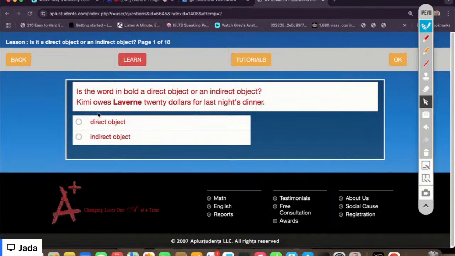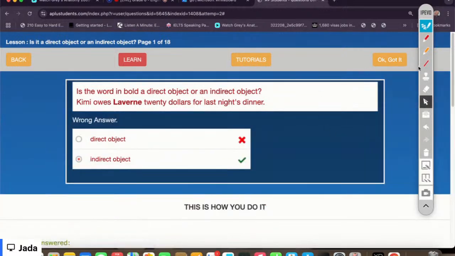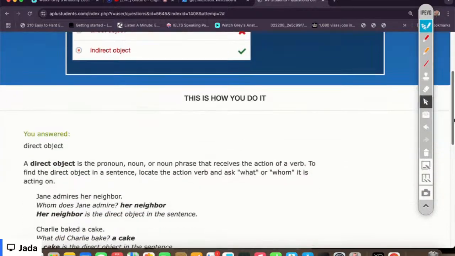Direct objects. So now this isn't a direct object. Why? Because we can just easily see that here.